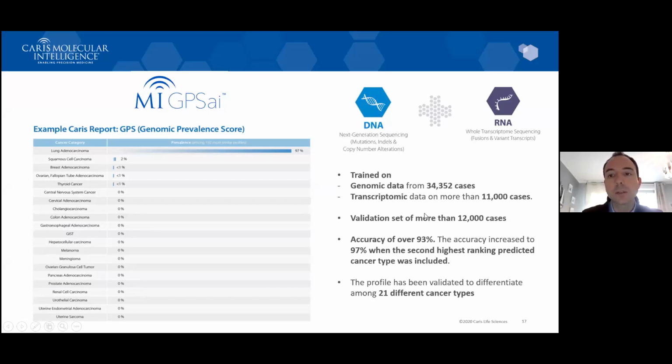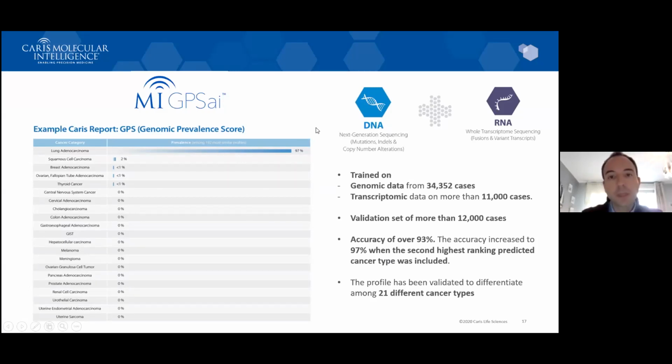It's been trained on 34,352 cases of genomic data, and transcriptomic data, 11,000 cases. So you see it's really thoroughly validated. The accuracy is very high, 93%, and it can differentiate between 21 different cancer types. So for instance, in this case, you have a prevalence of 97%.